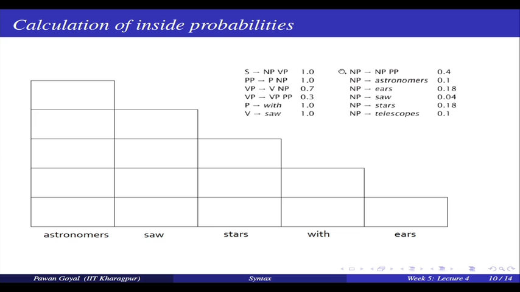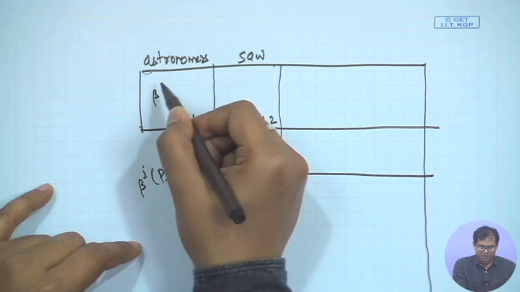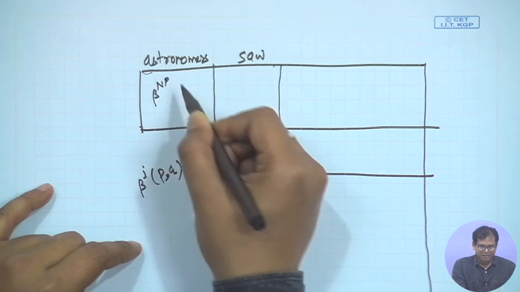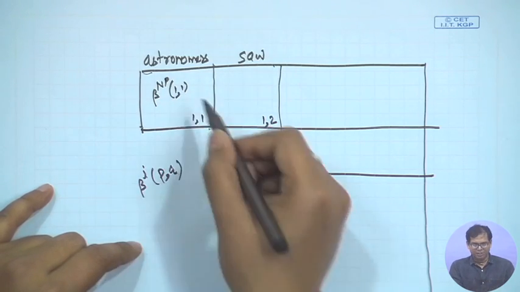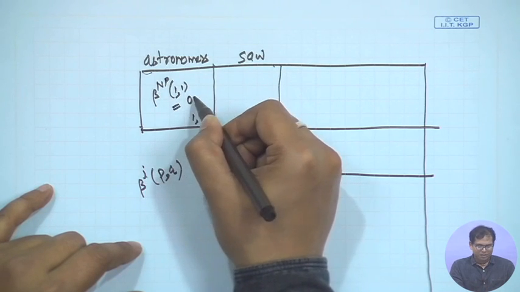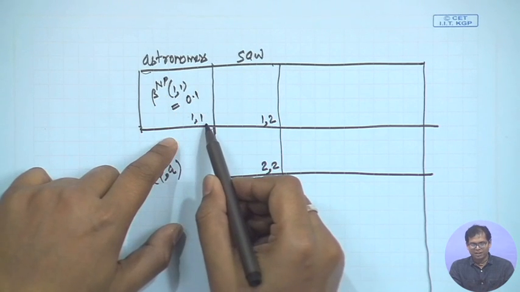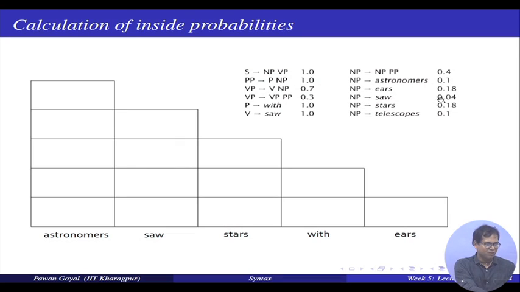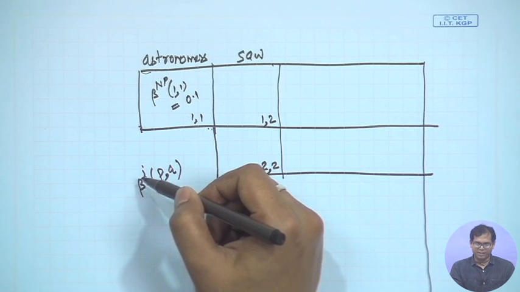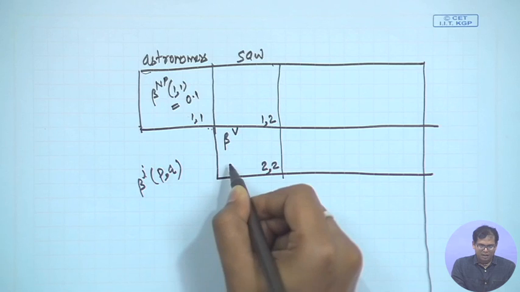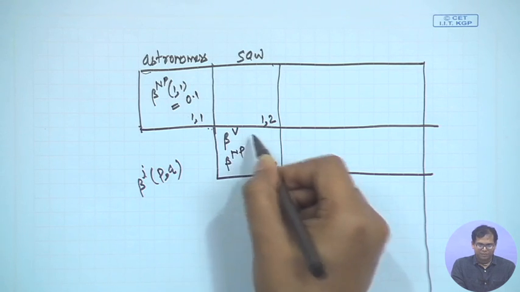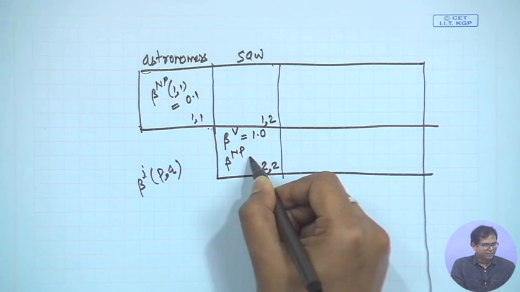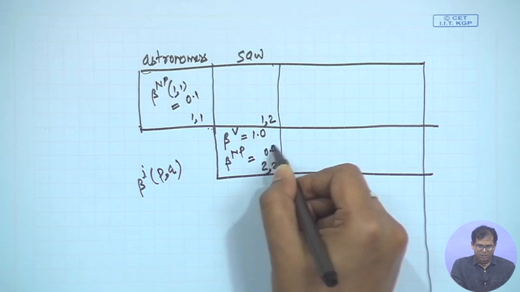If I see my grammar, NP derives astronomers with a probability of 0.1. So, I can fill the inside probability here, beta NP 1 1, I need not write the second 1 1, I am just writing here, is equal to 0.1, because 1 1 is already defined by the particular cell where we are. Similarly, let us go to 2 2. 2 2 is saw. In my grammar, NP derives saw and V derives saw. So there are two different j that are possible here. One is beta V, another is beta NP, and this has a probability of 1, and this has a probability of 0.04 using my grammar.